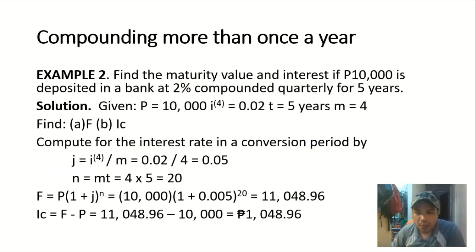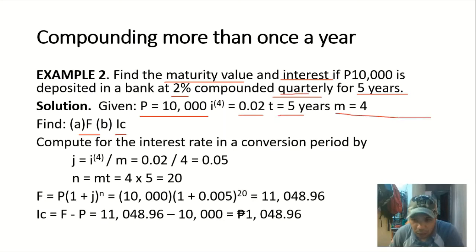Okay, so for the example, find the maturity value and interest if 10,000 is deposited in a bank at 2% compounded quarterly for 5 years. So, tayo na natin identify. Yung missing is maturity value, that is F, and interest. Since compound interest to, I C. Now, ano given? We have the 10,000 for the principal. For the nominal rate, we have 2% or 0.02. For the time, we have 5 years. And for the conversion period, sabi niya quarterly, that's why we got 4.